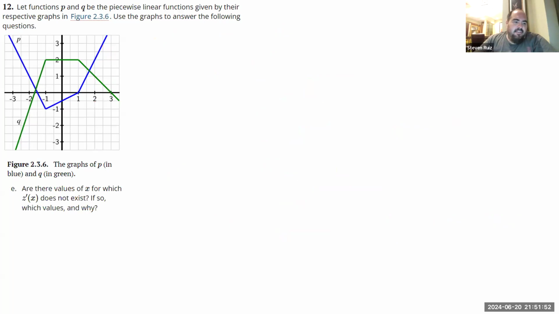And now we're being asked at E, are there any values of x for which z prime of x does not exist? So here are two values we know for sure. We know that at x equals 1 and -1, z prime of x will not exist. And why is that? That is because we already know that p and q, the functions that are graphed here, are not differentiable at x equals 1. So because of that, z cannot be differentiable.